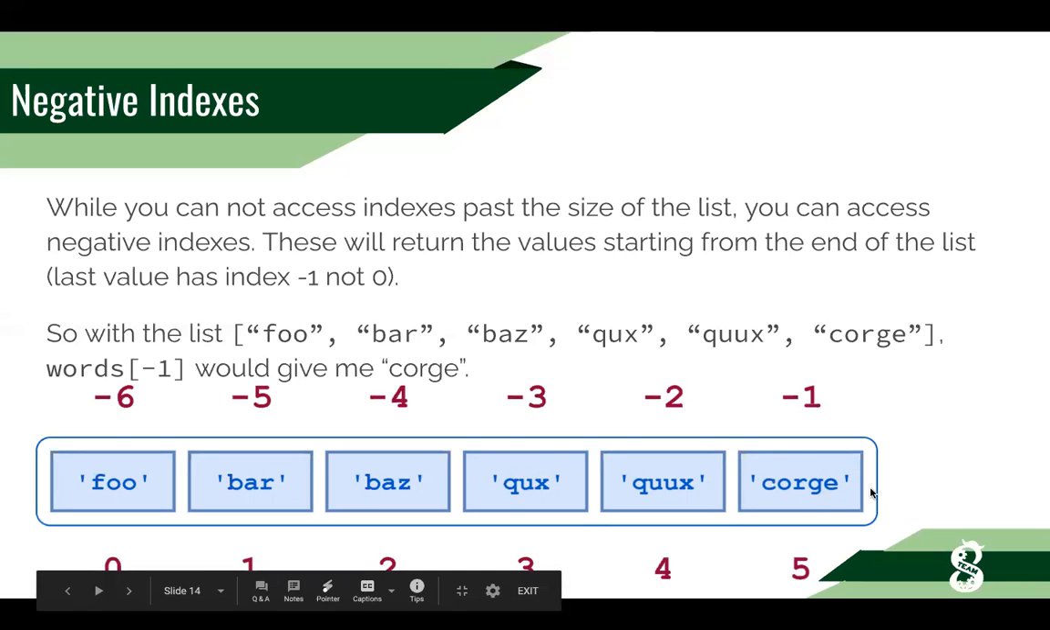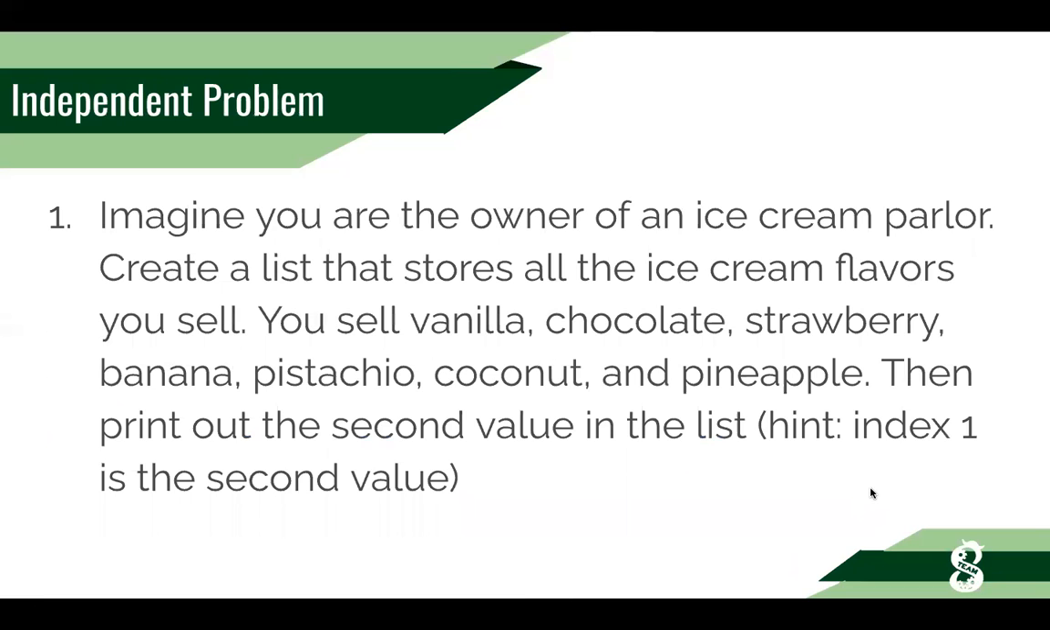All right, so I have an independent problem for you guys. I'll give you 5 minutes to do it, and then we'll go over it. So imagine you are the owner of an ice cream parlor. Create a list that stores all of the ice cream flavors that you sell, and you sell vanilla, chocolate, strawberry, banana, pistachio, coconut, and pineapple. Then print out the second value in the list. And by second value, I mean index 1.